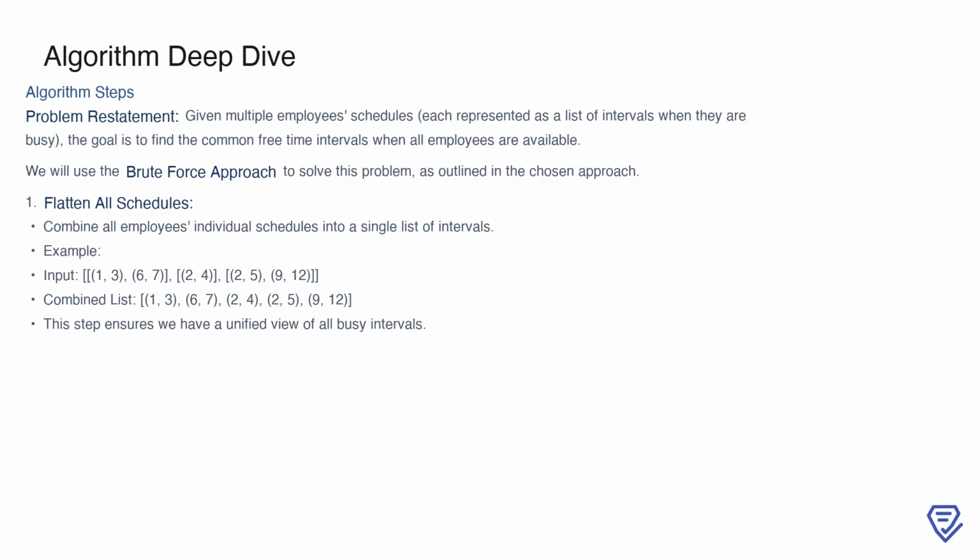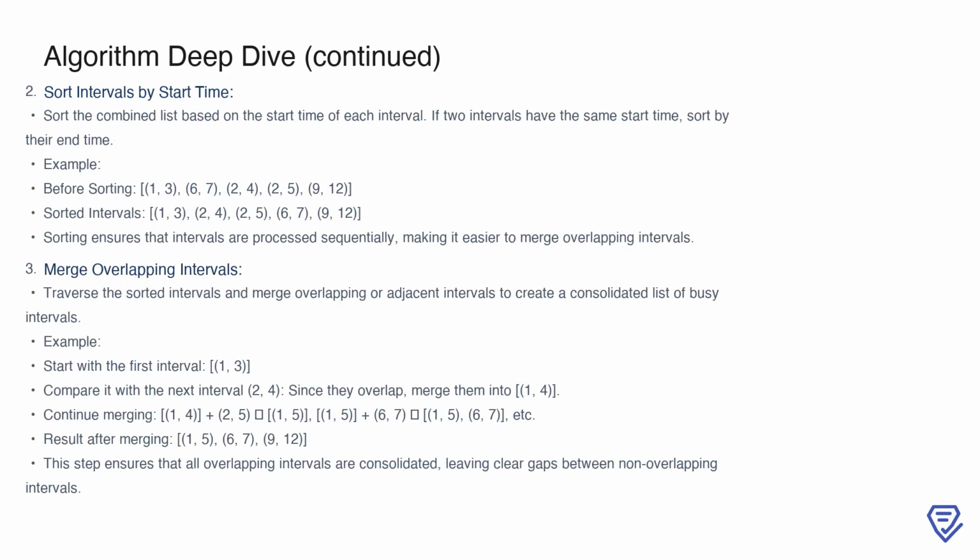This gives us a comprehensive view of all the busy intervals across employees, which is essential for the subsequent steps of the algorithm. Next, the combined list of intervals needs to be sorted by their start times. If two intervals share the same start time, we sort them by their end times. For example, the unsorted list [1,3], [6,7], [2,4], [2,5], [9,12] becomes [1,3], [2,4], [2,5], [6,7], [9,12] after sorting.